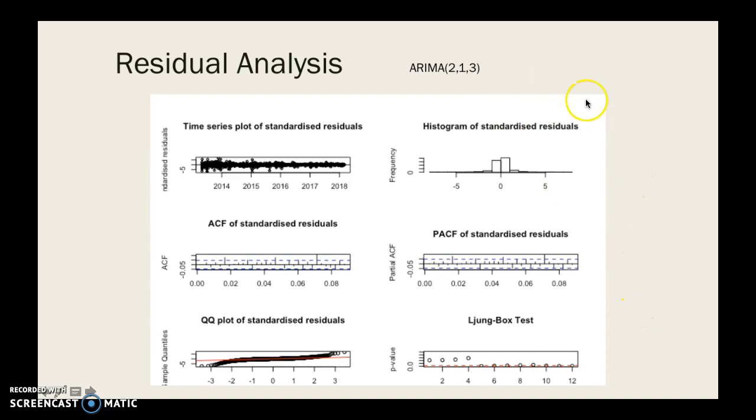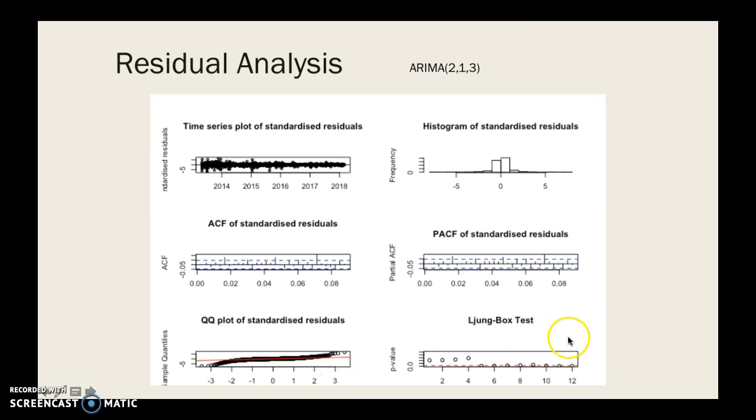Going down, the next model I found where everything was significant was the 213 ARIMA model. So I've had a look at the residuals of that model as well. Again, the histogram looks good, and it's the same situation with the ACF and the PACF. There's a couple of significant lags, but overall it's fairly good. The QQ plot is the same as for the previous model, the departure at the tails.